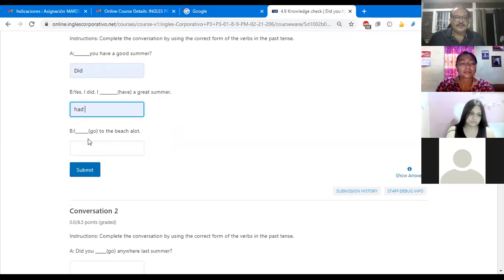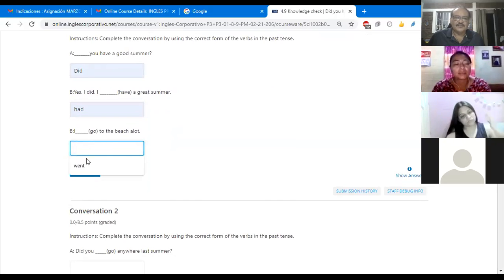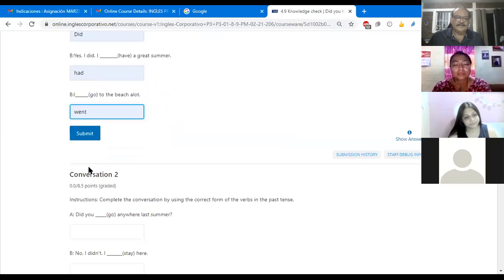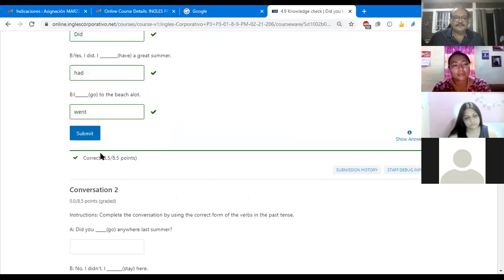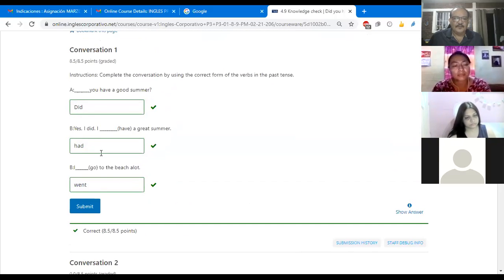Okay, the next one is an affirmative sentence. Went. With the past tense, went. The verb is went. Okay. So then we have, okay, and we can see that they are all correct.